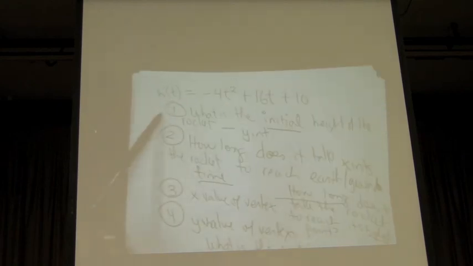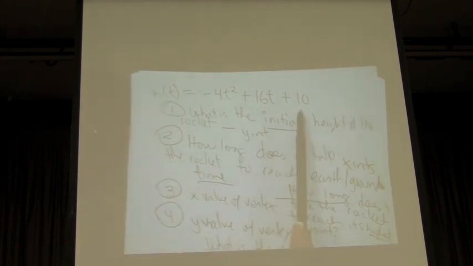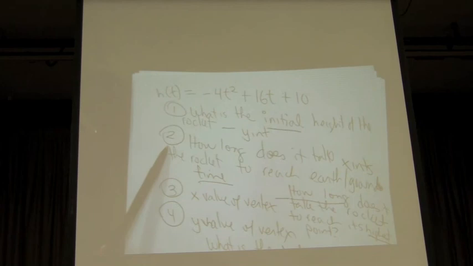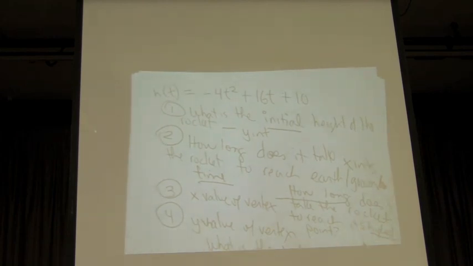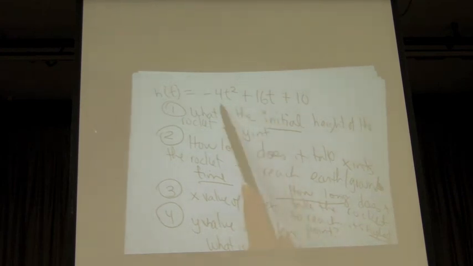Okay, so what is the initial height of the rocket here? 10 feet. How long does it take to reach the ground? Unfortunately, that's going to take a while to answer. The quadratic formula takes a long time. How long does it take the rocket to reach its highest point? What do we use? Negative b over 2a. What's the answer? 2 seconds. Does everybody see where 2 came from?